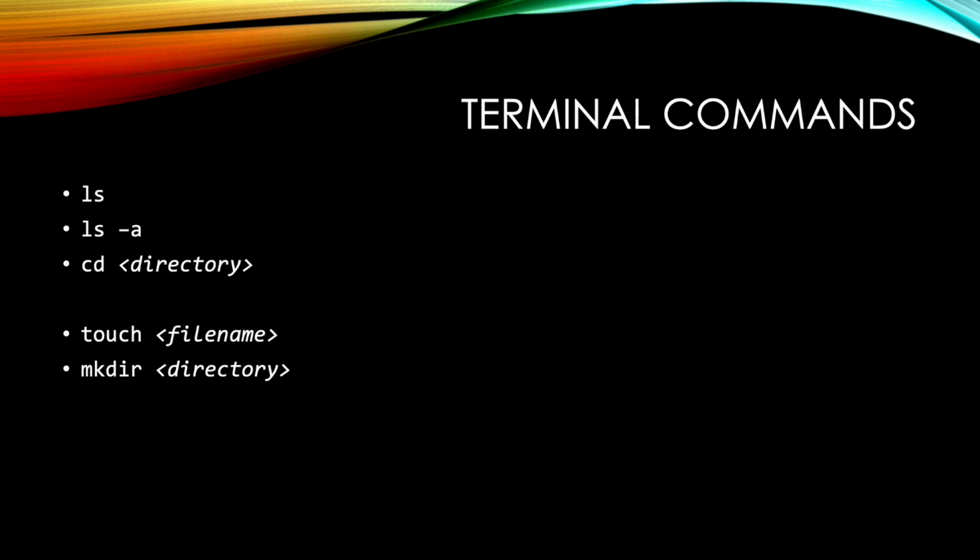So here is a list of common terminal commands we have used during this video. First of all is ls, which lists all the files and folders under your current directory, and ls -a also shows the hidden files and folders. And cd directory means change directory, like for example when we're jumping from the root folder into the code folder and then into the static web folder. And then touch something means we create a new file, and mkdir means we create a new directory.